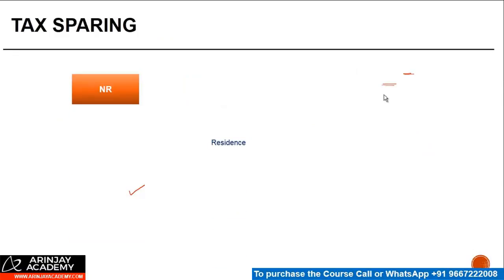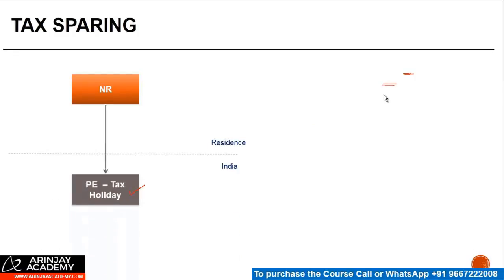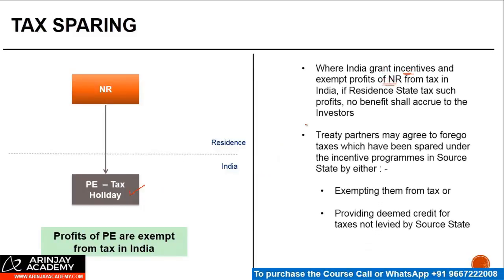Tax sparing. Suppose there's a non-resident who has a PE in India, which is claiming certain tax holidays, right? What that means is that the profits of the PE are exempt from tax in India, right? Now, if India grants an incentive and exempts profits of the non-resident, as in the PE, from tax in India, if the resident state taxes such profit, no benefit shall accrue to the investor.